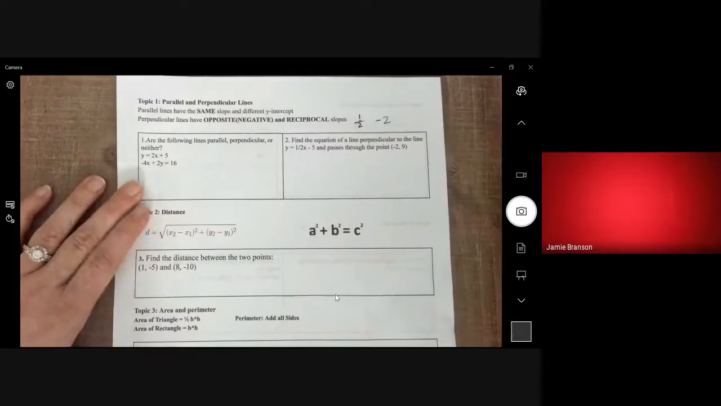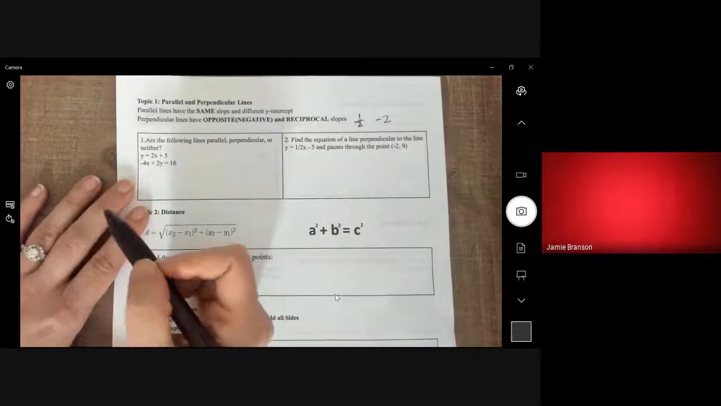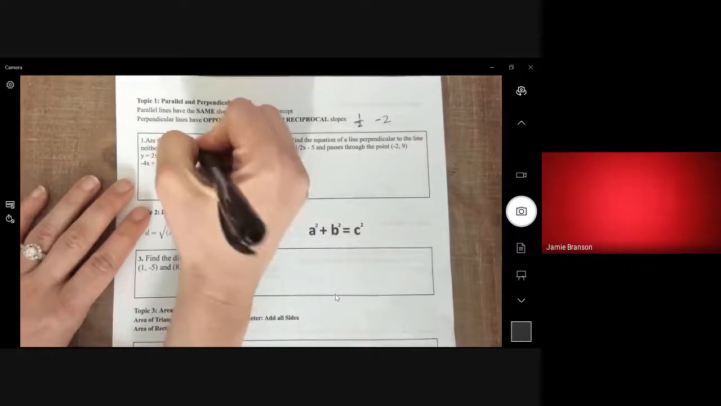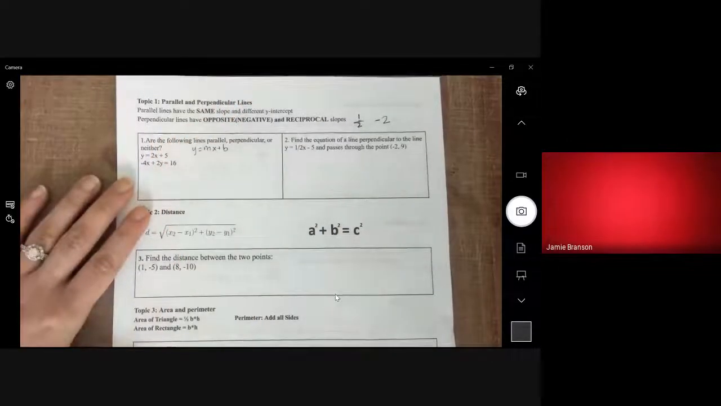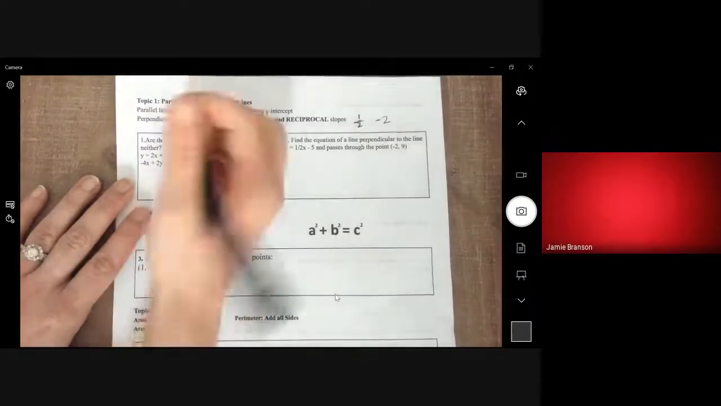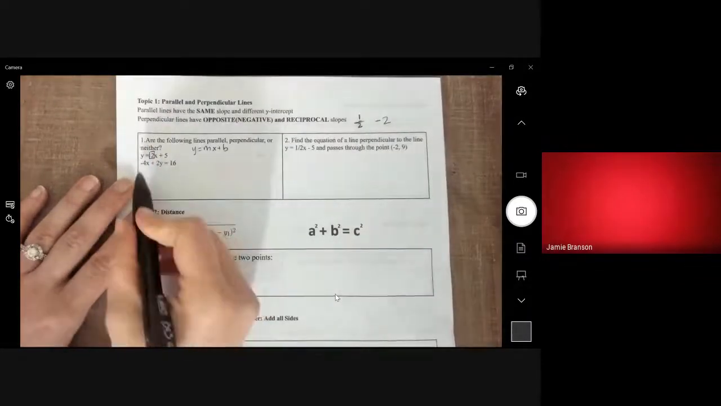Number 1 asks us, are the following lines parallel, perpendicular, or neither? So we need to compare their slopes. But before you do that, you always want to make sure you're in slope-intercept form, or y equals mx plus b. That way you can actually see what the slope is. The first line has a slope of 2. That's in slope-intercept form. This line, we need to solve for y to get into that slope-intercept form.